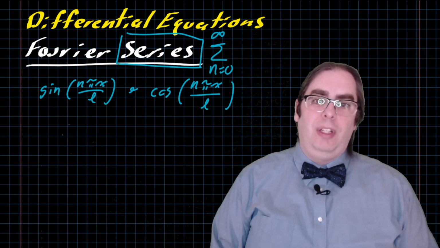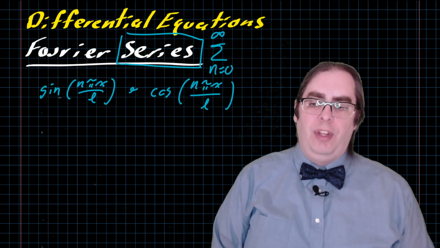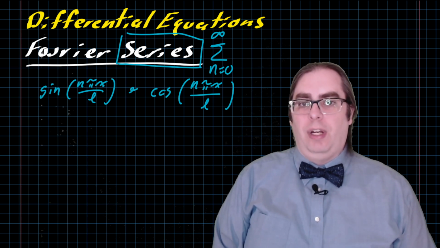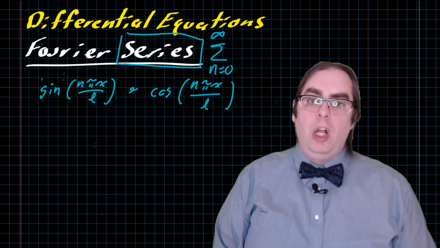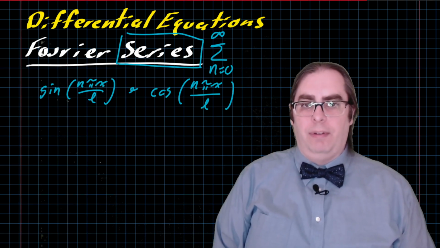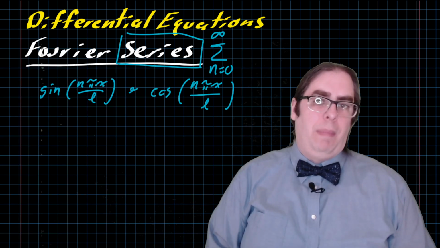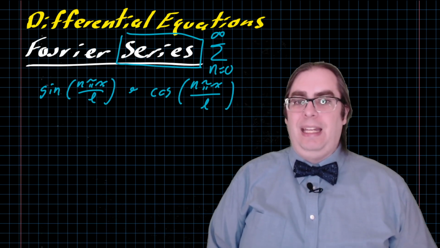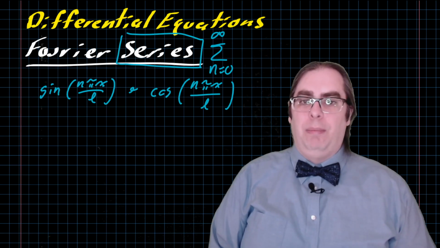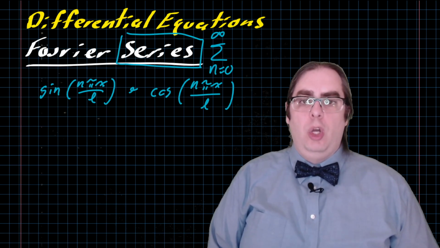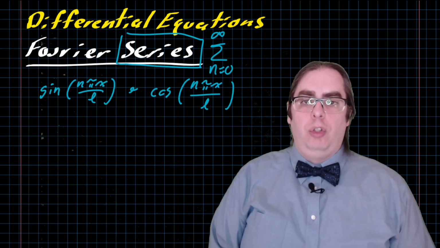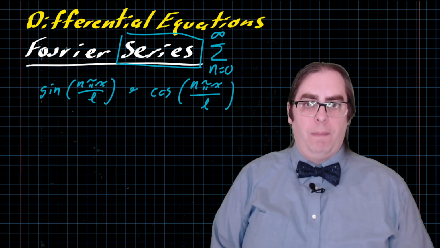We've seen previously, talking about boundary value problems, that sine of n pi x over L and cosine of n pi x over L are useful things to have. And so a Fourier series is going to be a way of combining these things together and getting some more information and being able to expand what we can do with our solutions to boundary value problems.